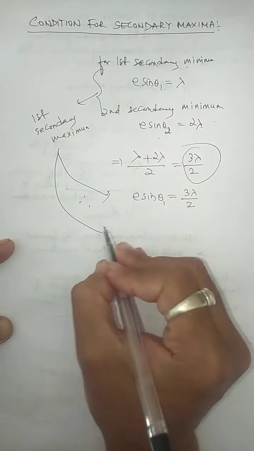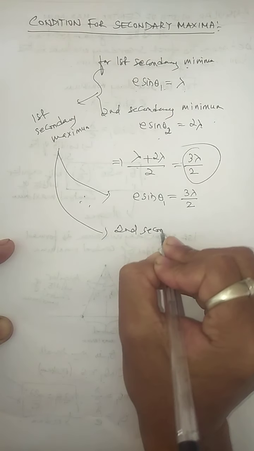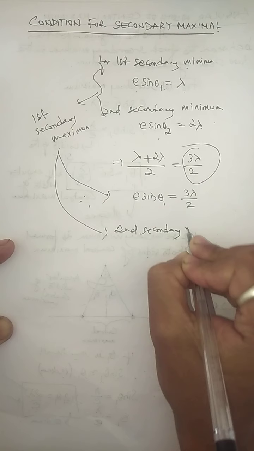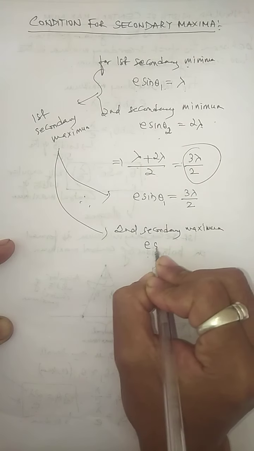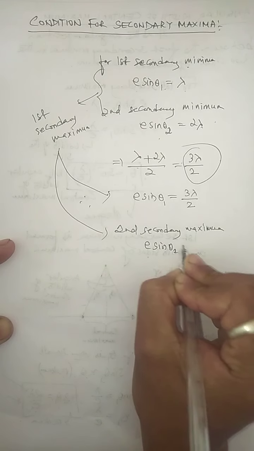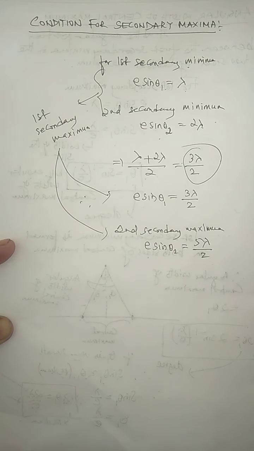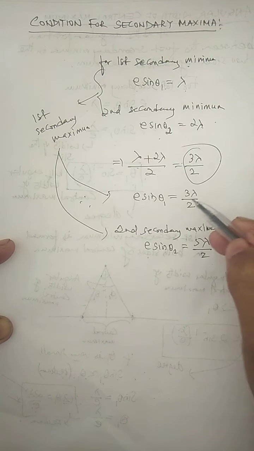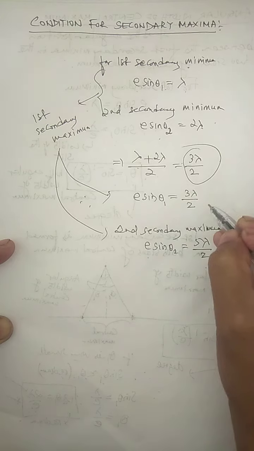Similarly, if I do it for the second secondary maximum, the path difference e sin theta 2 will be 5 lambda by 2. So we just follow the sequence. What? Odd multiple of lambda by 2. 3 lambda by 2, 5 lambda by 2, then 7 lambda by 2, it will go on and on.